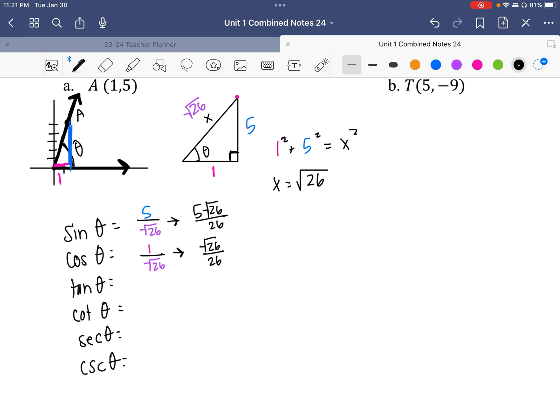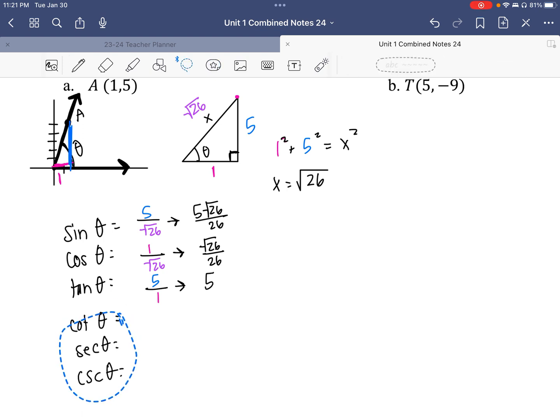Now, our tangent with a picture is very easy to do. If you were just thinking, oh, it has to be sine over cosine, this is actually a lot harder problem. But if you draw the picture, tangent is really easy because tangent is just your opposite over your adjacent, which of course is just 5. So it's a lot easier in those cases if you have the picture all set up. Now remember, cotangent is just tangent flipped upside down. Well, that's going to be 1/5.